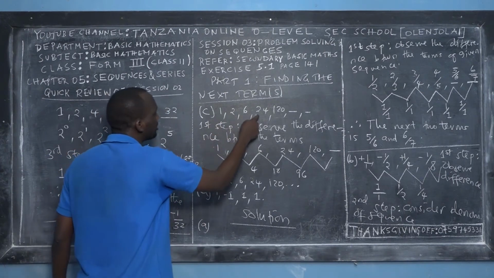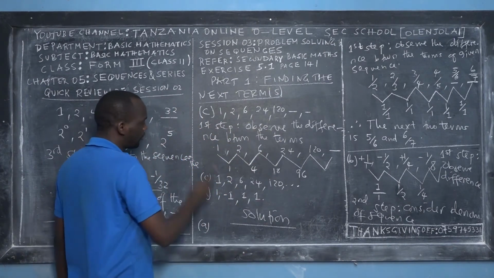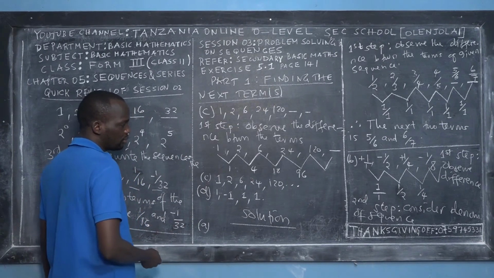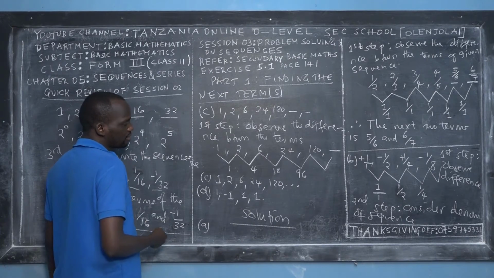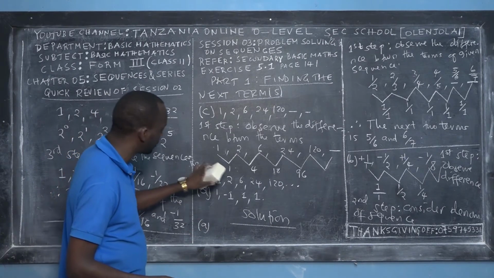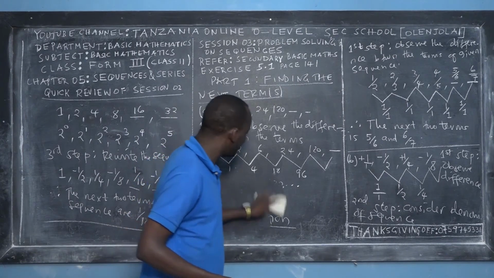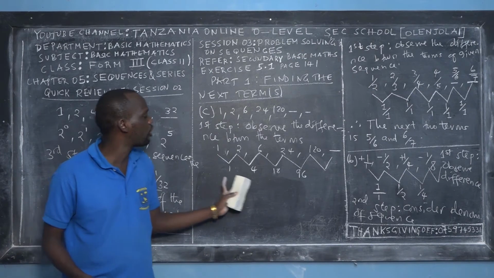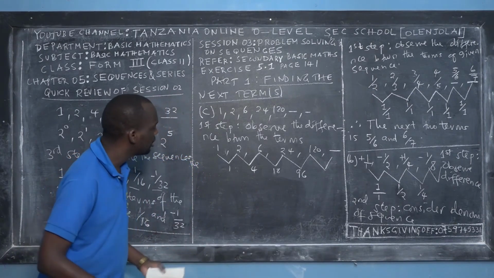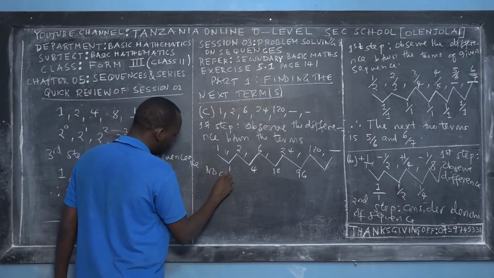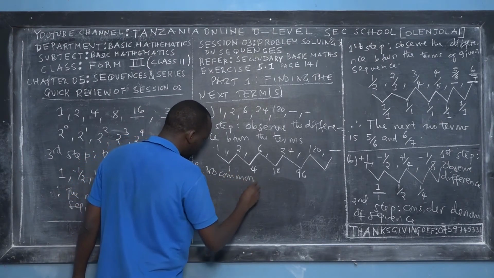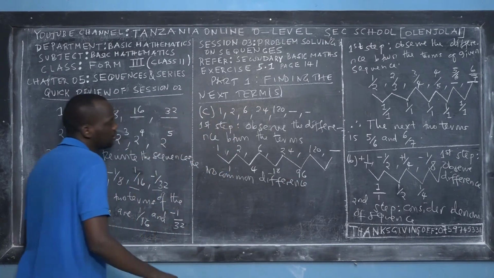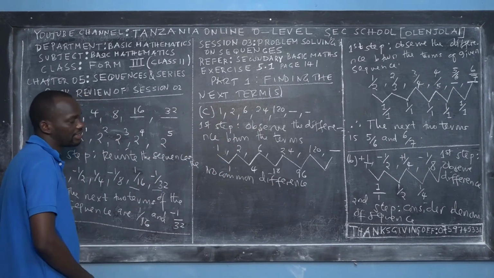So we have 1, 2, 6, 24, 120. The first stage, you always have to examine the differences, or the relationship between these terms. Because this is a sequence of whole numbers, if you examine them, we find that we don't have a common difference. I will teach you about common difference in arithmetic progression. So this method will not help us determine the next two terms.